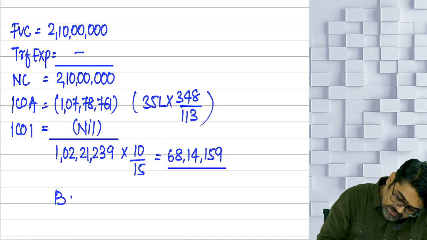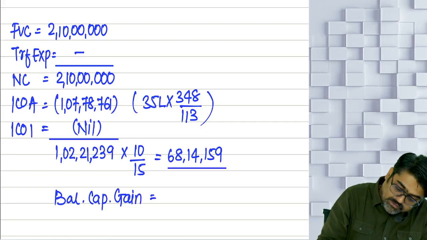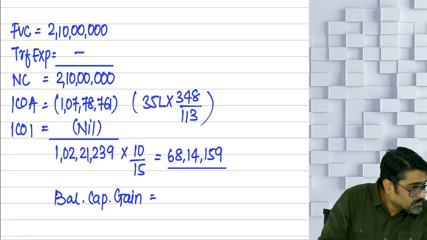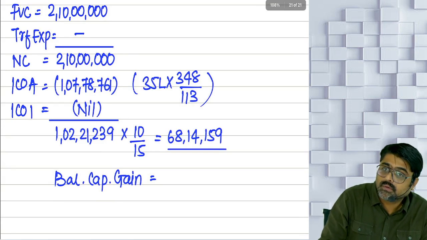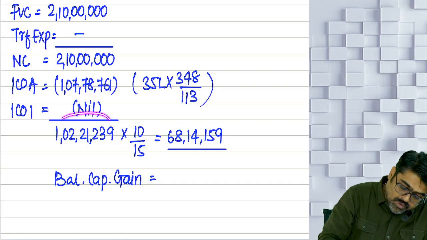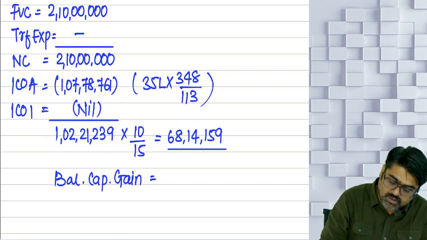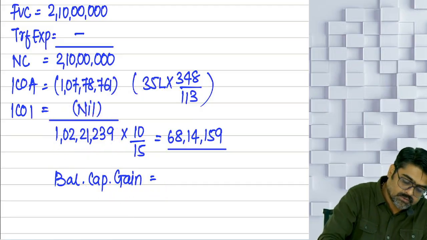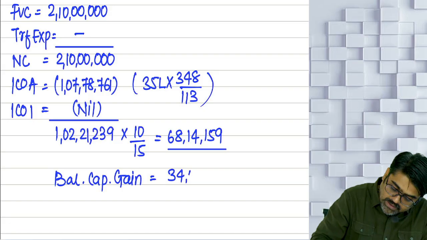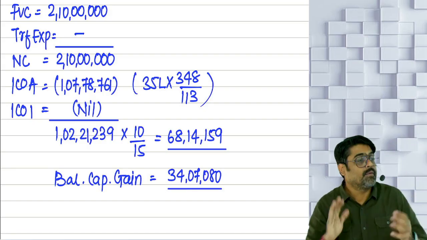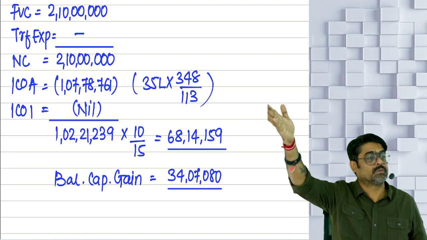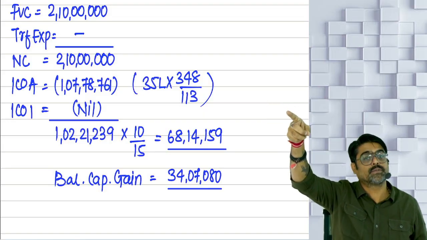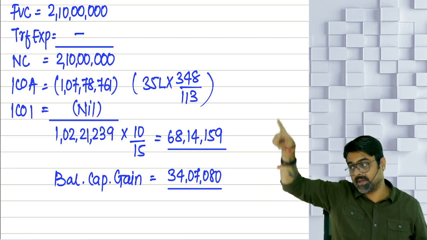So can I say balance LTCG? Balance capital gain is how much? Balance capital gain, calculate. Out of this, only this capital gain is taxable right now. So out of this, how much is still remaining? 34 lakh 080. This is the balance capital gain. Whenever you will sell your 5 flats, so PGBP income of 5 flats will be calculated. At that time, this balance capital gain will be taxable.